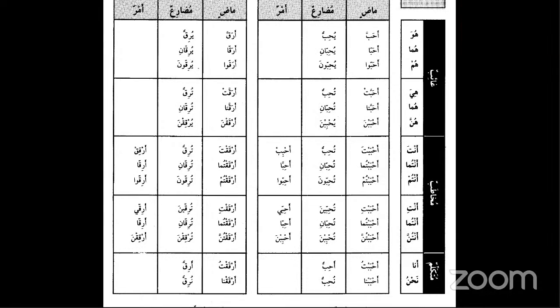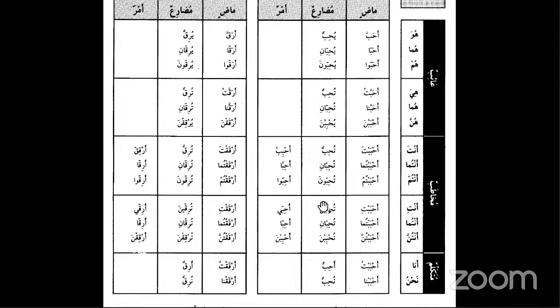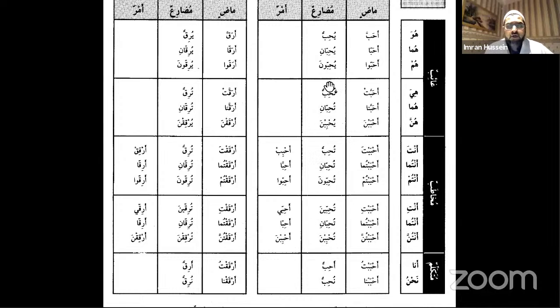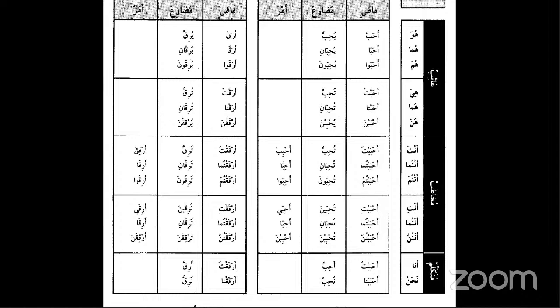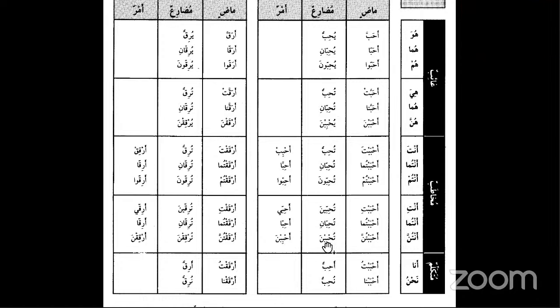Is that clear? In mudari ma'lum, only in the plurals of the females, yuhbibna and tuhbibna, the ba is broken to its original format. But here it is anti tuhibbina, correct. Only antunna tuhbibna, and hunna it's yuhbibna.